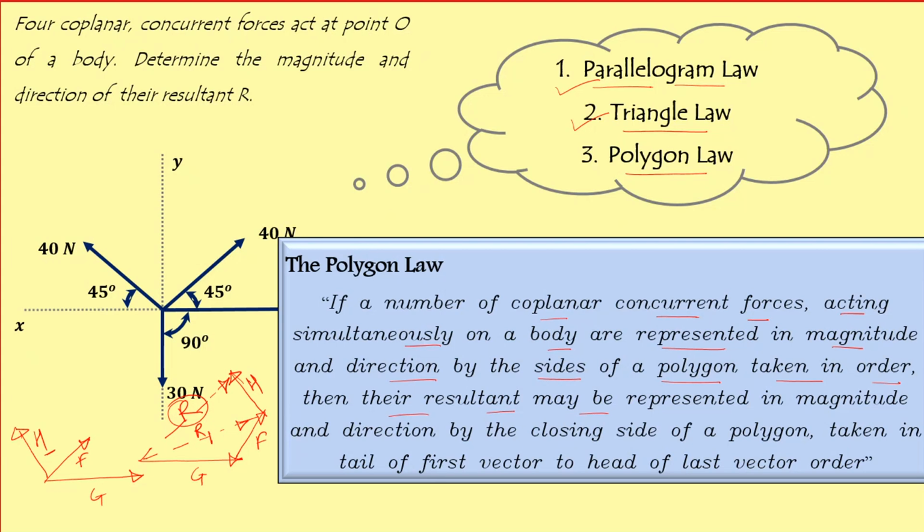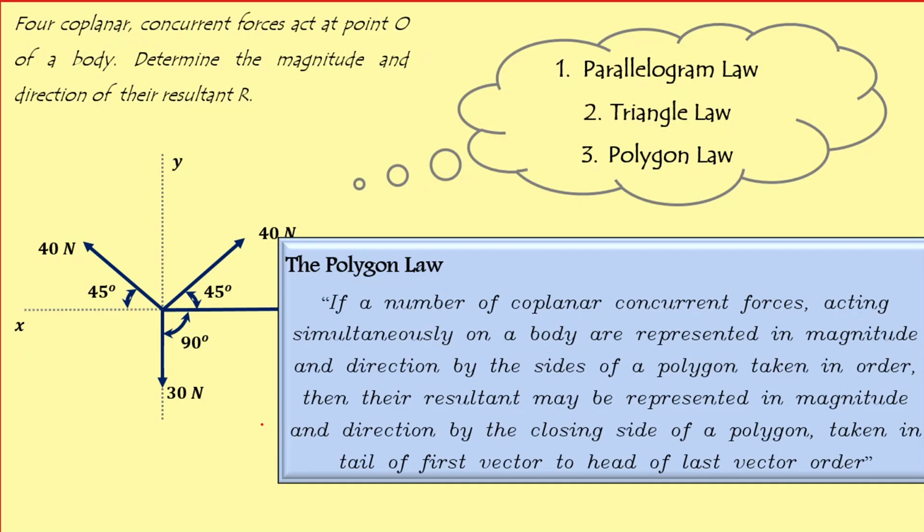But in this law, if we remove the intermediate step of the R1 resultant, then what we are getting is nothing but the polygon law. Now observe the statement and the diagram carefully. If we have a number of coplanar concurrent forces like F, G, H acting simultaneously on a body and represented in magnitude and direction by the sides of a polygon, see here, G, F, H are represented as the sides of a polygon taken in order, similar to the triangle law, in which we use the tail to tip fashion, then the closing side becomes its resultant. So this is the polygon law.